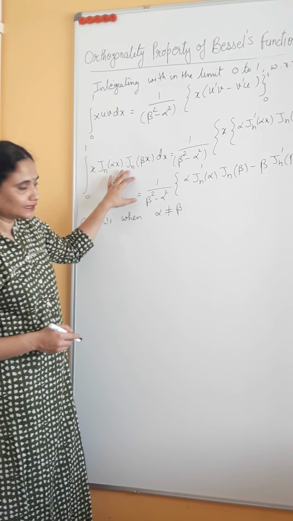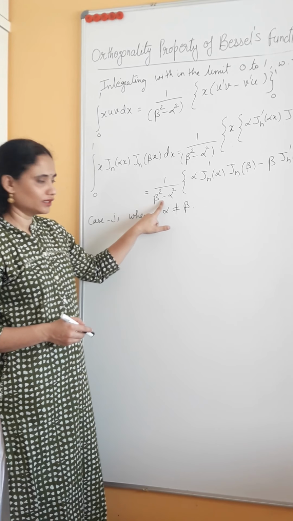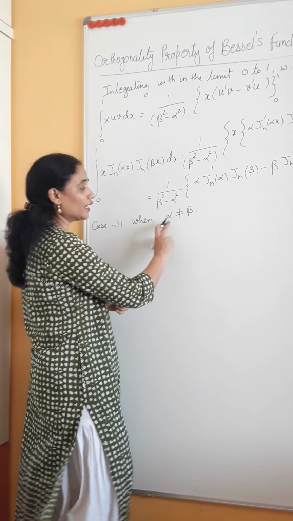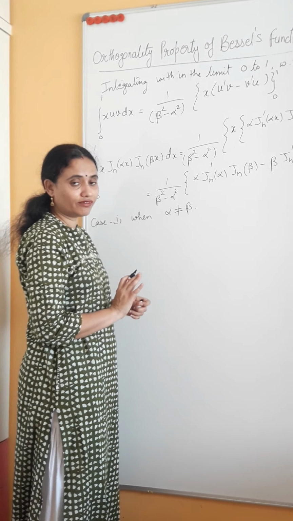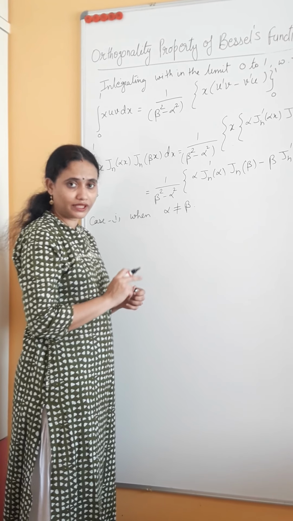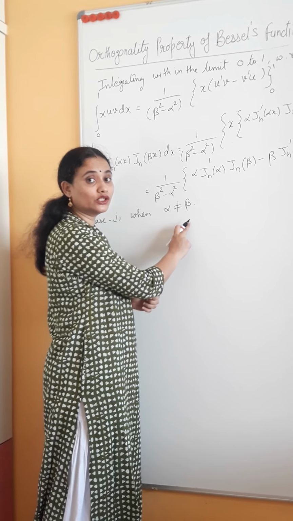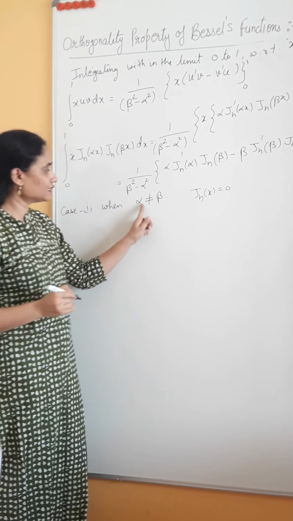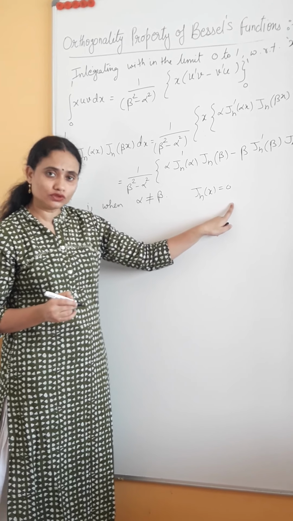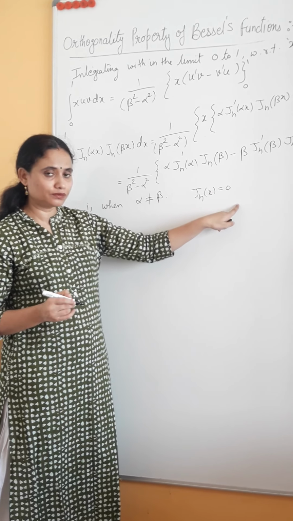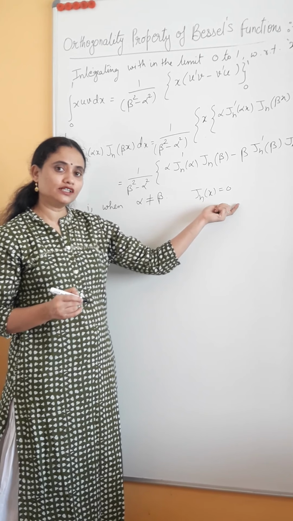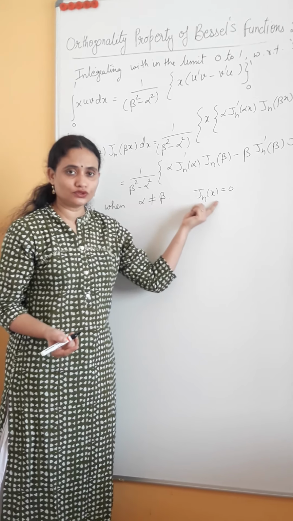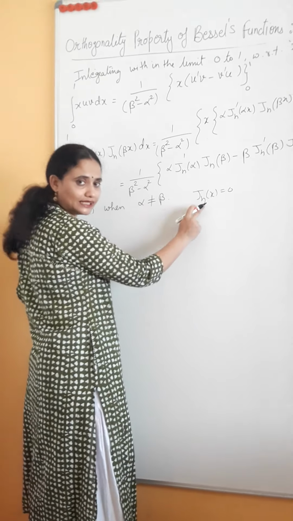So consider the right hand side. When alpha is not equal to beta, the denominator is non-zero. Now we have to see the numerator value. So what are alpha and beta here? If you read the orthogonal property again, alpha and beta are the roots of J n x equal to 0. Whenever we equate any function with 0, that becomes an equation, so that will give roots. So we have assumed that these are the roots for this equation. That means these will satisfy this equation.